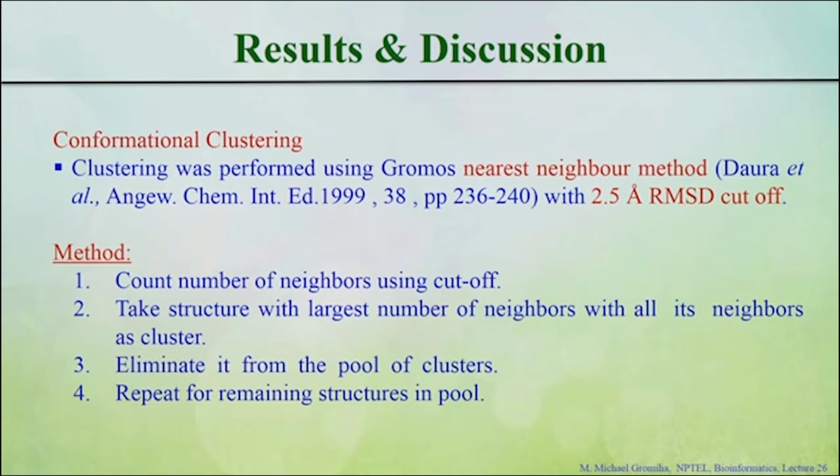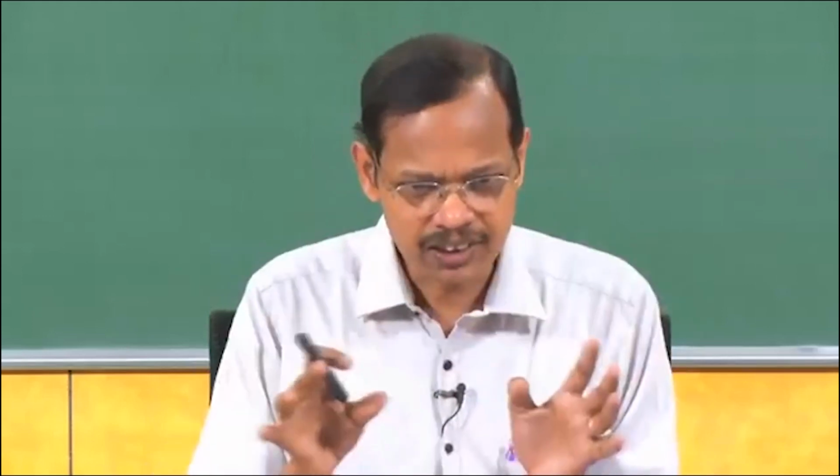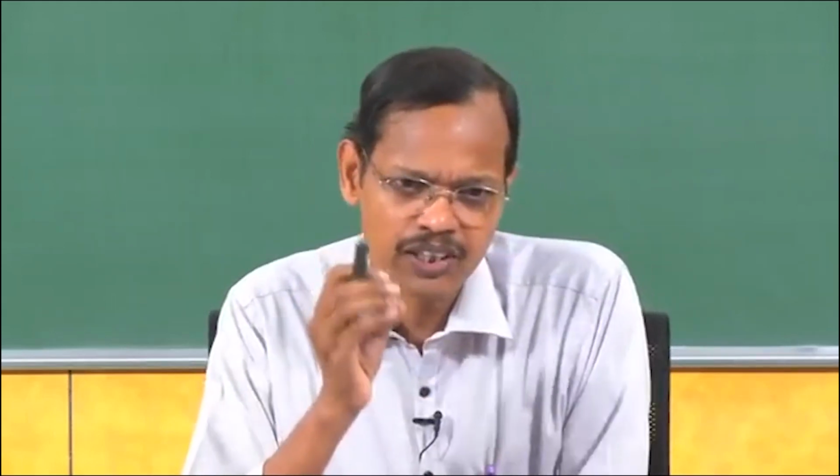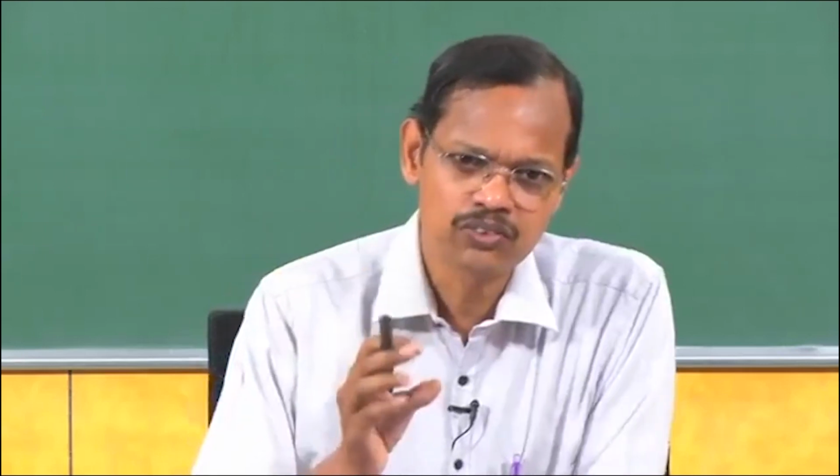Finally, we use sampling. Once we have the different conformations, you can do conformation clustering using the nearest neighbor method. What they do is, first they count the number of neighbors, using any specific cutoff. Then they take the structure with the largest number of neighbors, with all its neighbors, as a cluster of similar type. This is how the clustering works. Then eliminate it from the pool and repeat for the remaining structures in the pool. Likewise you can create several clusters, and from these clusters you can identify the sample structures and use them for docking.